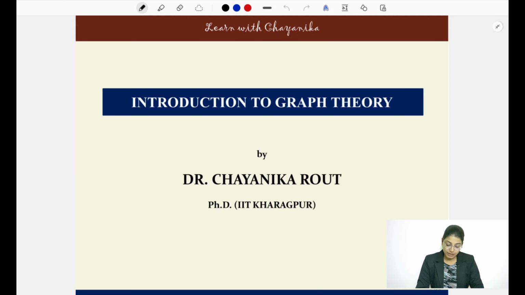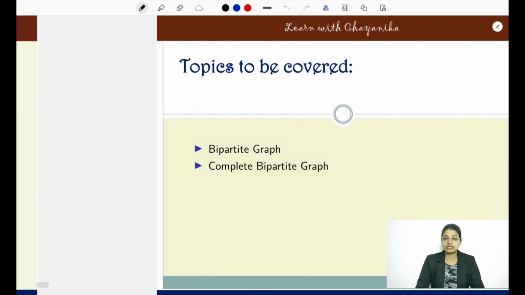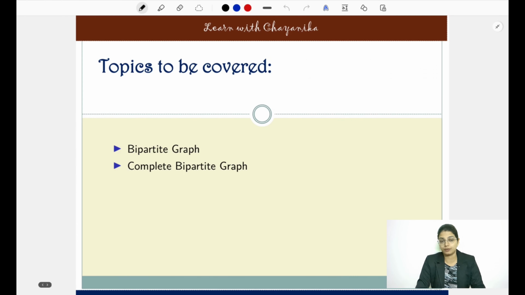Well, in the previous lecture we have discussed in detail clique and independent sets in a graph. We have learned how to find the maximal and maximum cliques and independent sets also. And in accordance with that, we have learned how to determine the clique number and independence number of any given graph. Well, in today's lecture, we will be dealing with yet another very important topic of graph theory, a very important type of graph called the bipartite graph.